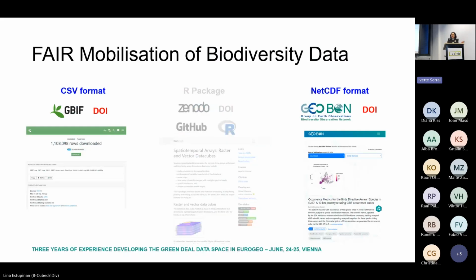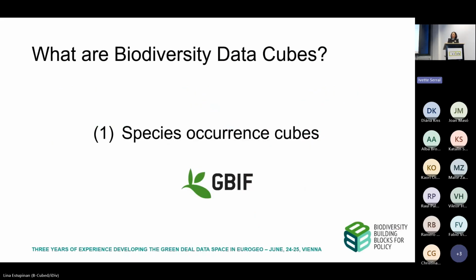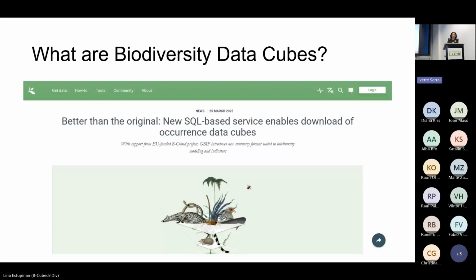So I will focus on these data cubes for biodiversity. And I first will talk about species occurrence cubes. This is one of the results produced by GBIF within the Biodiversity Building Blocks for Policy project. And what we are doing here with GBIF is that now you can query GBIF data using SQL queries.